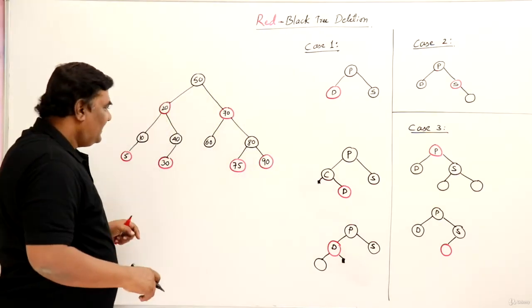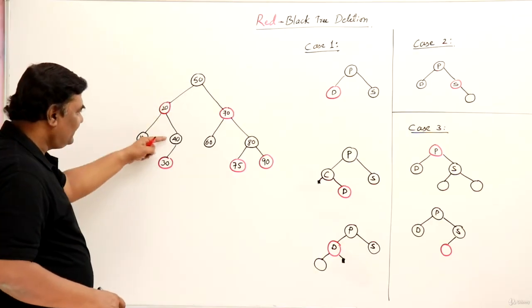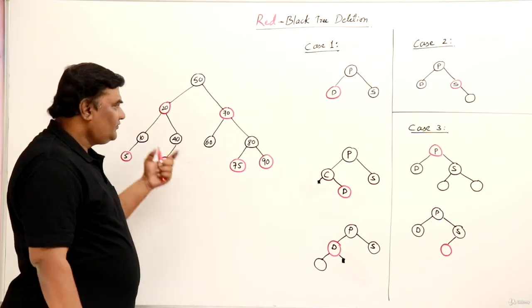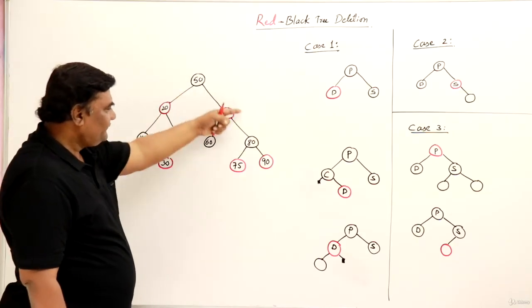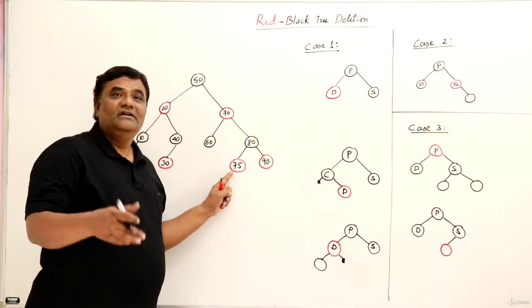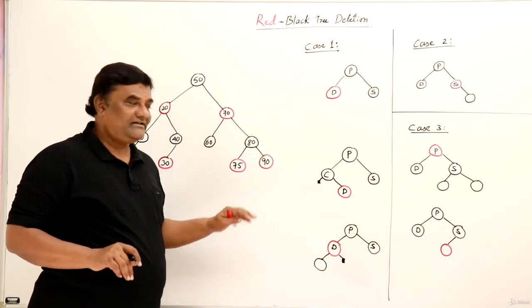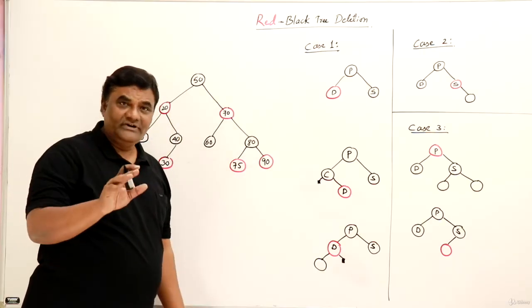Let us see. I want to delete 30. Search for 30. 30 is found. 30 is red. Delete it. I want to delete 75. Search for 75. 75 is found. Delete it. Don't do anything. You don't have to make any changes in the red-black tree. Just delete that node. Now one more example.